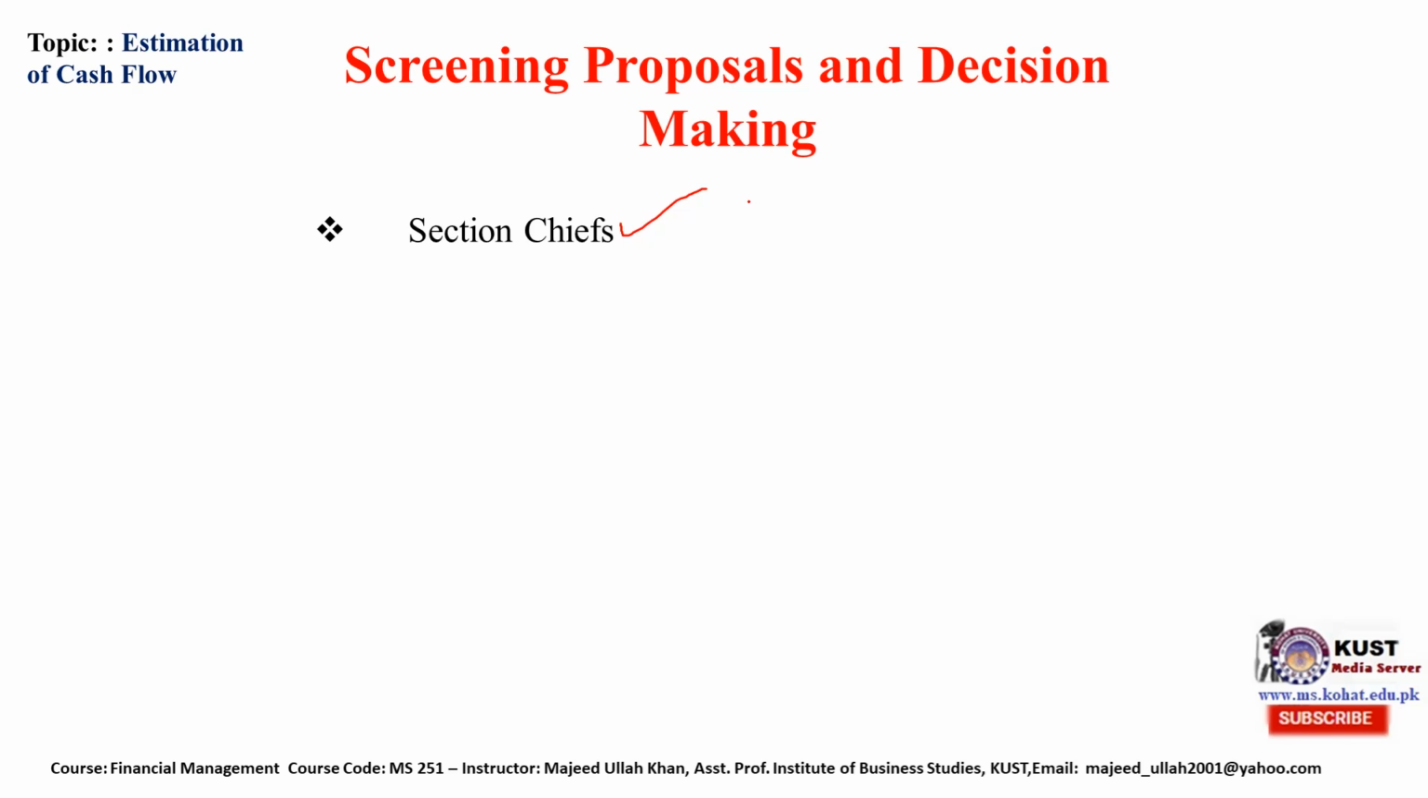First of all, the section head will identify the project. Then it will be discussed with the plant managers. Plant manager means there are many section heads under the supervision of the plant manager. So these section heads will communicate their proposal to the plant manager. They will discuss it. If it is viable, then it will move further.